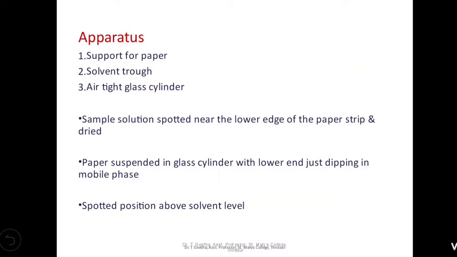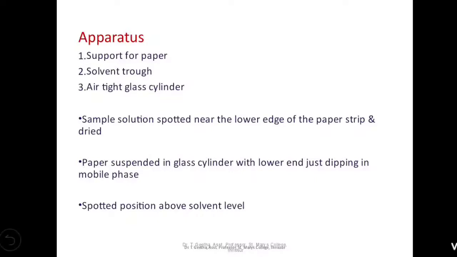In order to carry out this separation, we need a strip of paper, preferably Whatman filter paper. Why do we use Whatman filter paper? This is because generally they are reproducible with respect to porosity and thickness. This paper acts as a support onto which the liquid that acts as a stationary phase is adsorbed. Water adsorbed on a paper is a commonly used stationary phase.